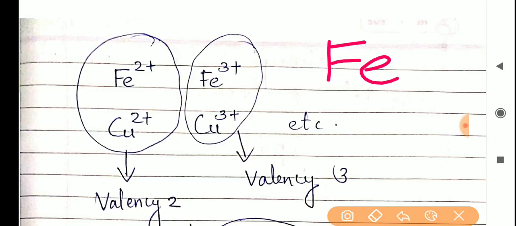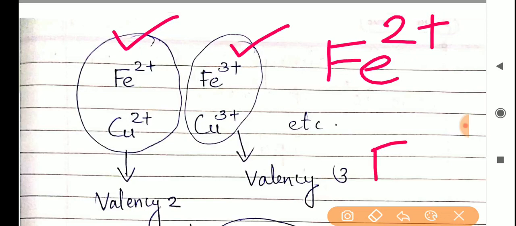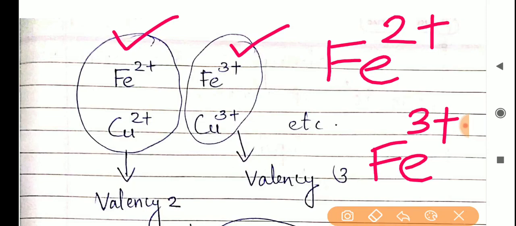Here iron is having two valencies, Fe2 plus and Fe3 plus. That means in one case iron loses electrons and becomes positive: in one case iron removed 2 electrons and formed valency 2, and in another case iron removed 3 electrons and formed valency 3. In the same way, copper removed 2 electrons and formed Cu2 plus, and removed 3 electrons and formed Cu3 plus. So in some cases some atoms form more than one valency, and that condition is called variable valency.